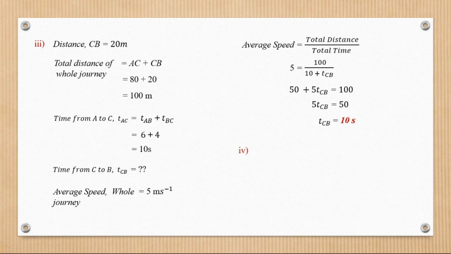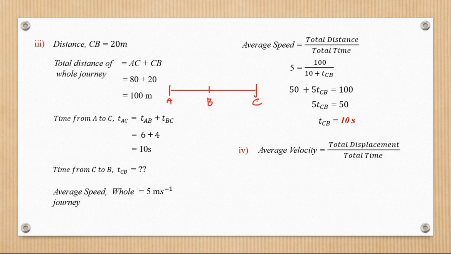Alright, so for part 4, we're being asked for the average velocity for the complete motion. So how do we find that? We know that average velocity is equal to total displacement over total time. Now remember that velocity is slightly different from distance. So remember that we have A, we have B, and we have C. In our case, the man started from point A, he moved to C, and then he moved back and ended at B.